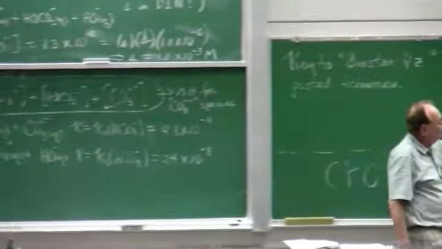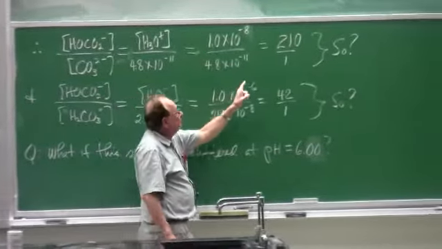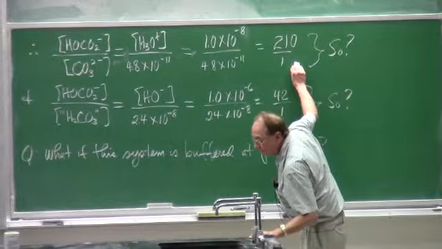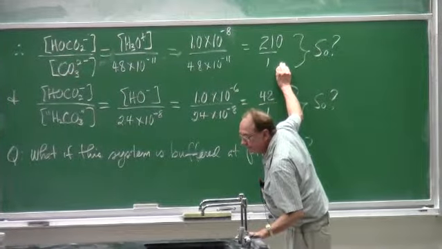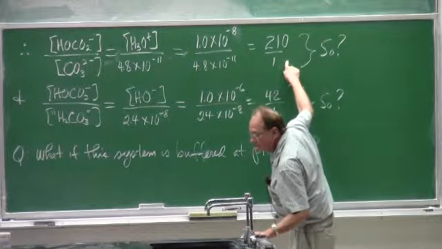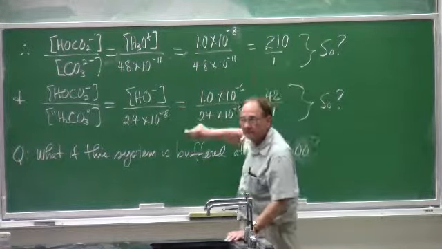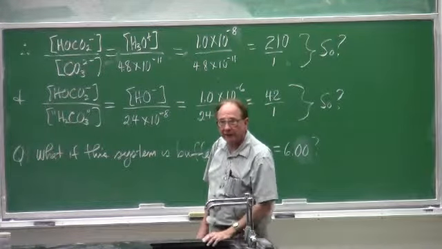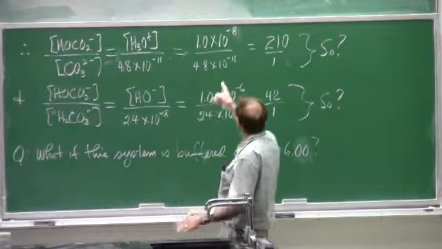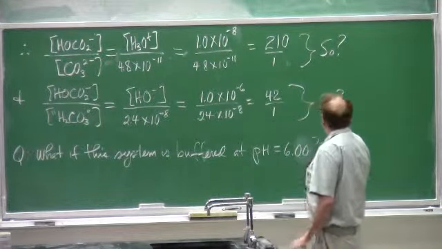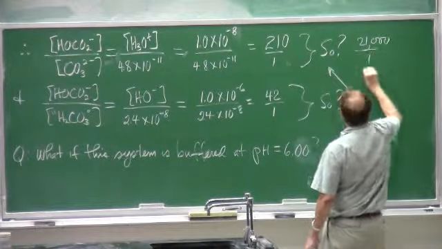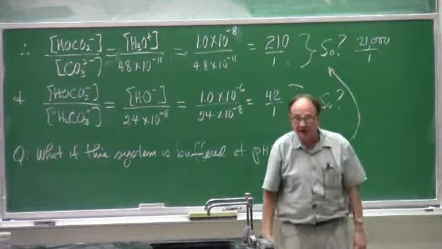Look at this ratio. What does this ratio become at pH 7? This is the ratio at pH 8. What's this ratio at pH 7? 2100 to 1. Then we make the hydronium ion concentration 10 times greater. So what's this ratio at pH 6? 21,000 to 1. See, you've got to talk the numbers.